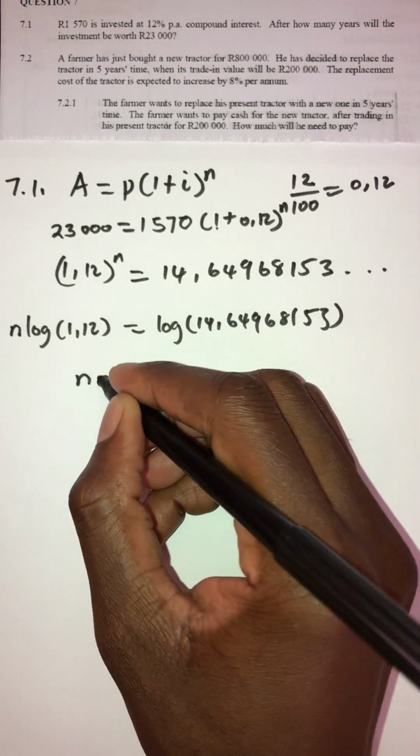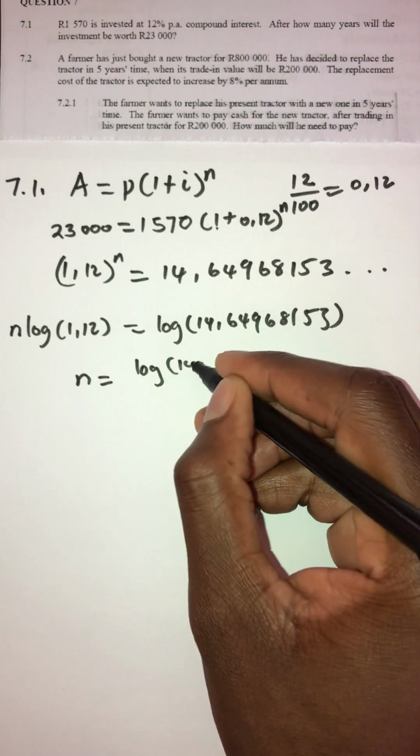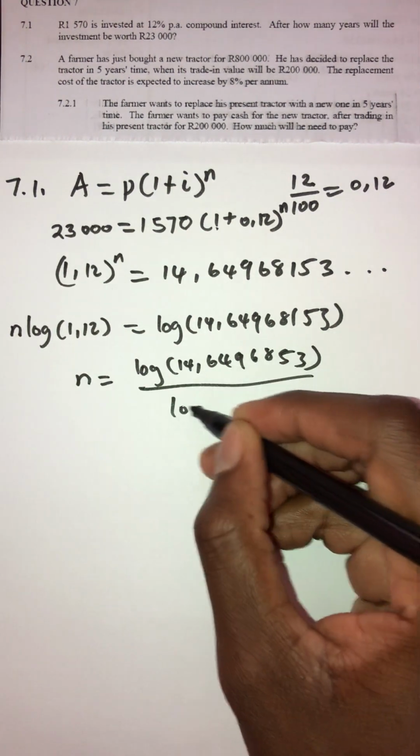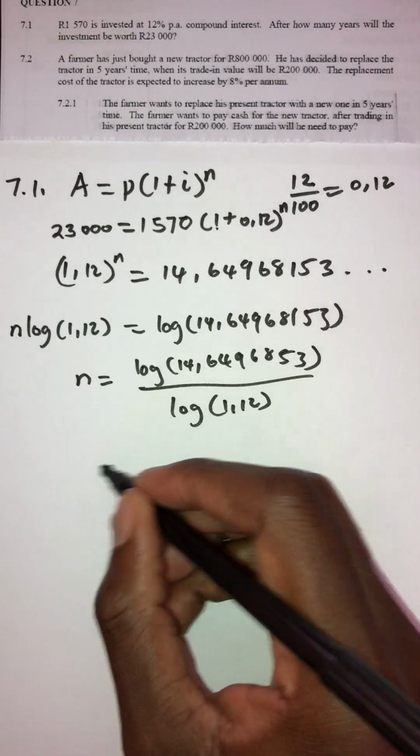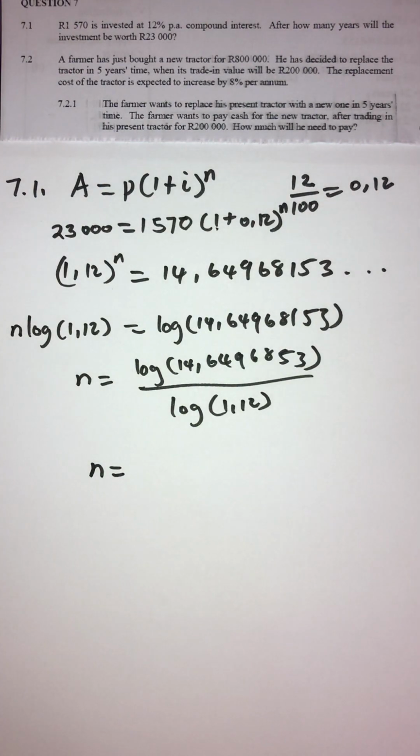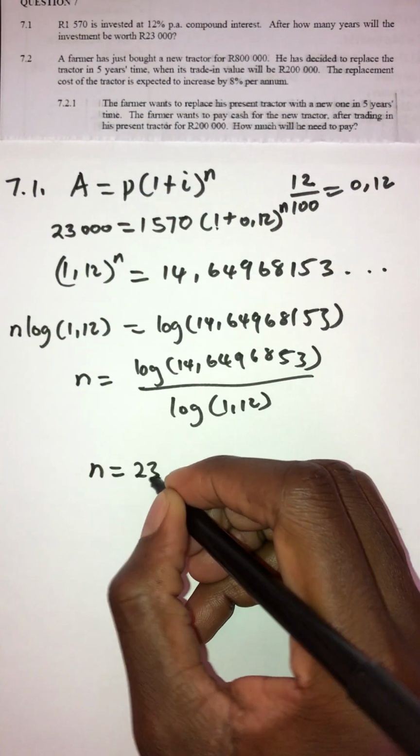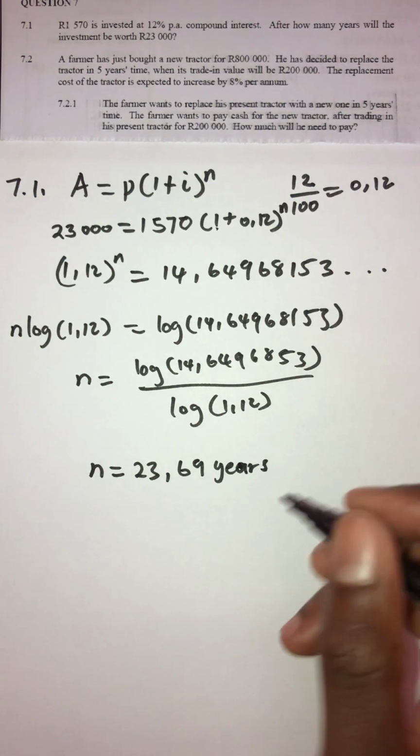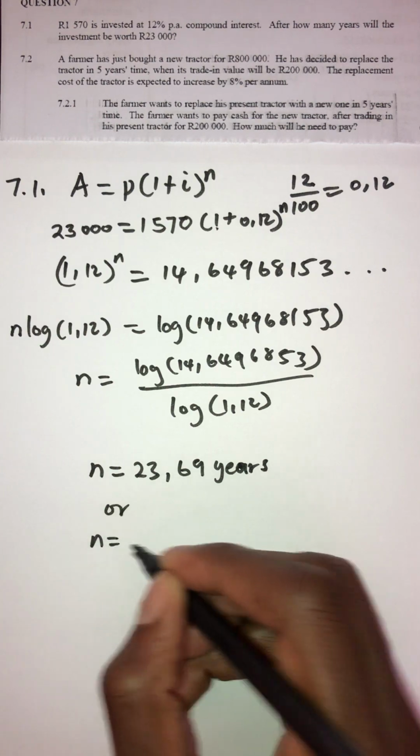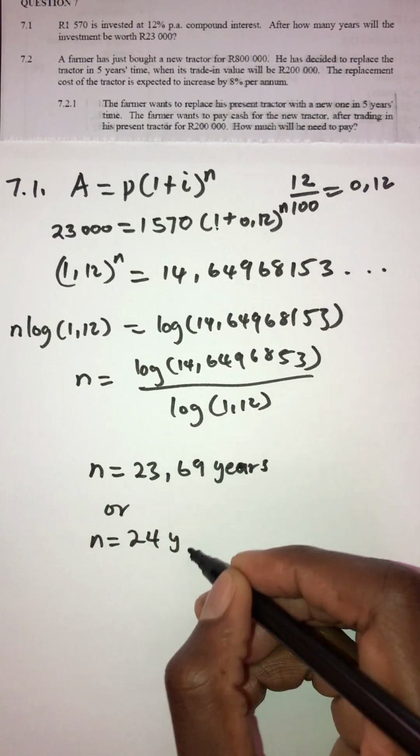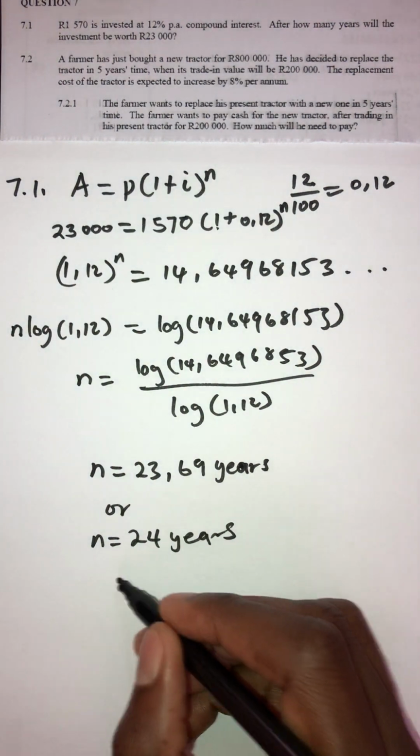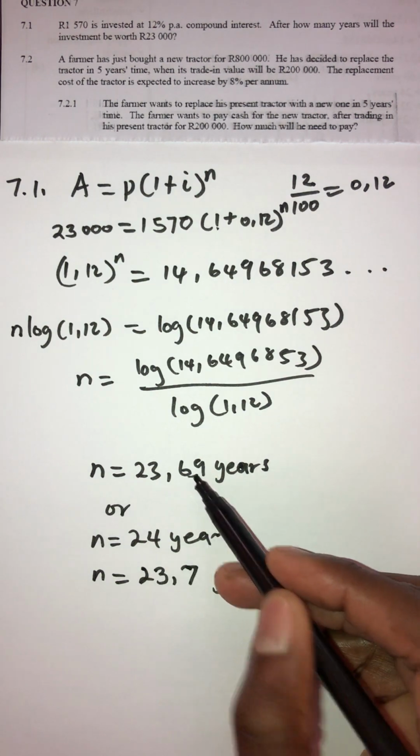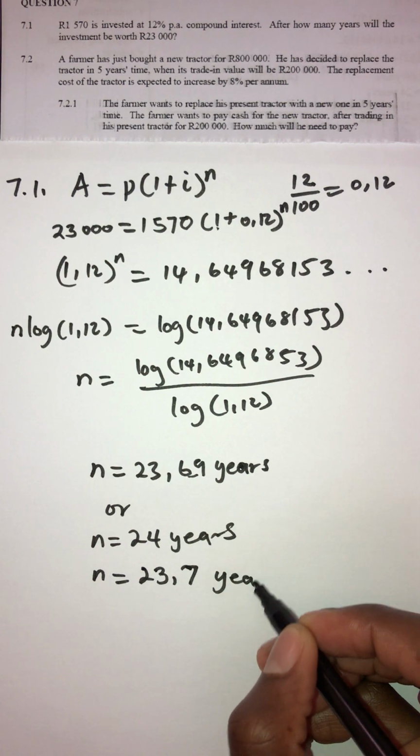So we're going to have n is equal to the log of 14,649.6853 all over the log of 1.12. So n is equal to 23.69 years, or you can say n is equal to 24 years, or you can say n is equal to 23.7 years. You round this, it becomes 7, so it's 27 years.